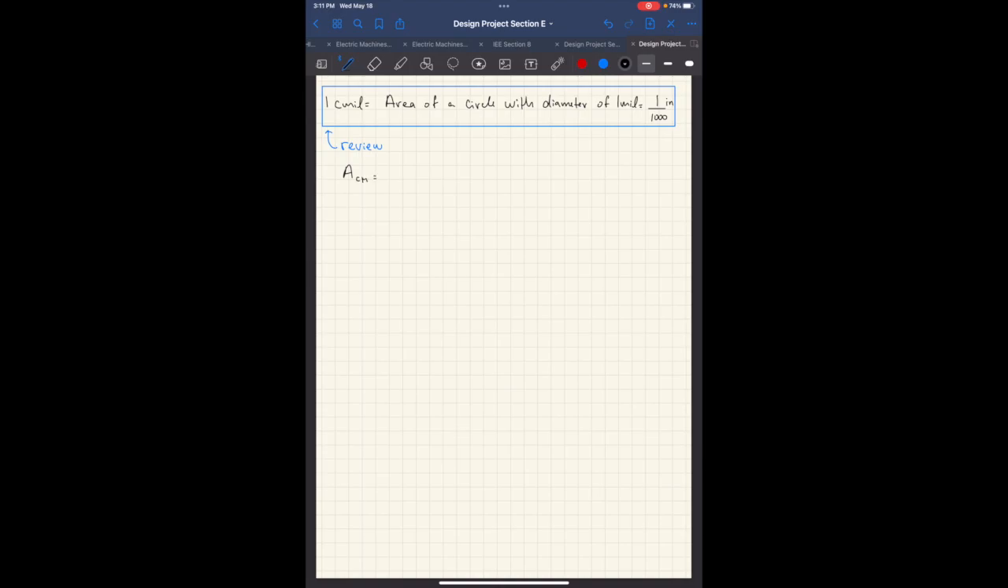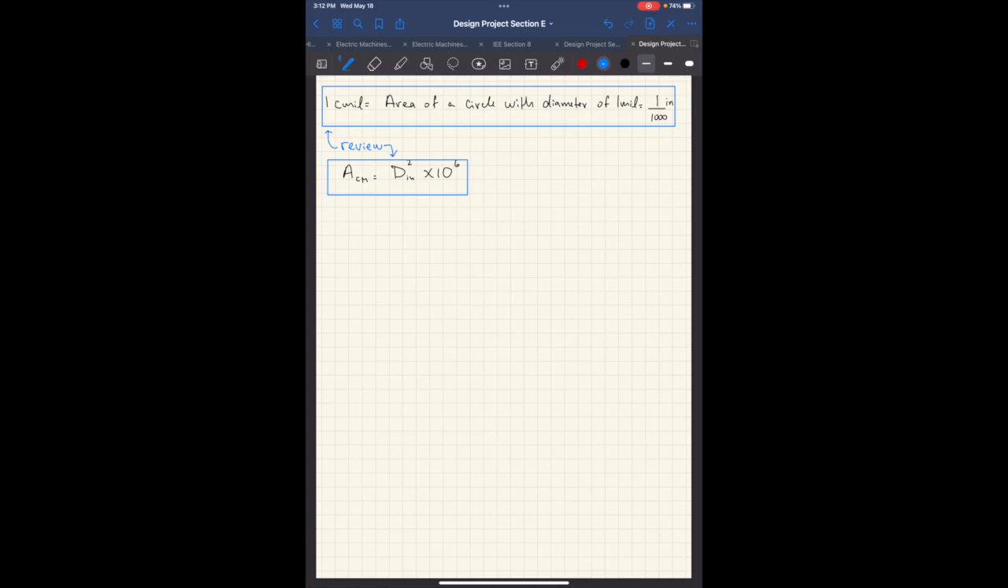The area in circular mill for a circular conductor, if I have the diameter in inches, this is how I find the area in circular mill of a conductor. This is also review. This is just for your own knowledge. You may need it later. All right, so that was just an aside so that you have this in your notes.